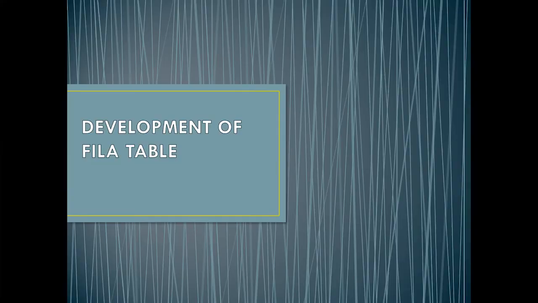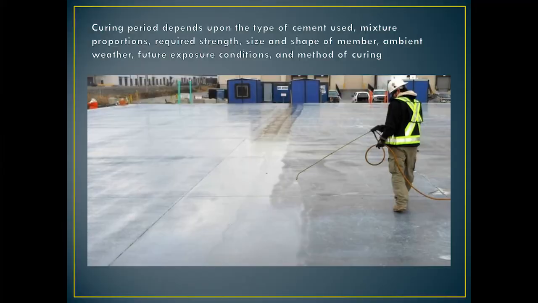So, we use the application of second-order differential equation to determine the rate of change in Newton's law of cooling in the curing process. In Chapter 2, we are discussing the development of the Villa table. In engineering, we know that the curing period depends upon the type of cement used, mixture proportions, required strength, size and shape of member, ambient weather, future exposure condition, and method of curing.